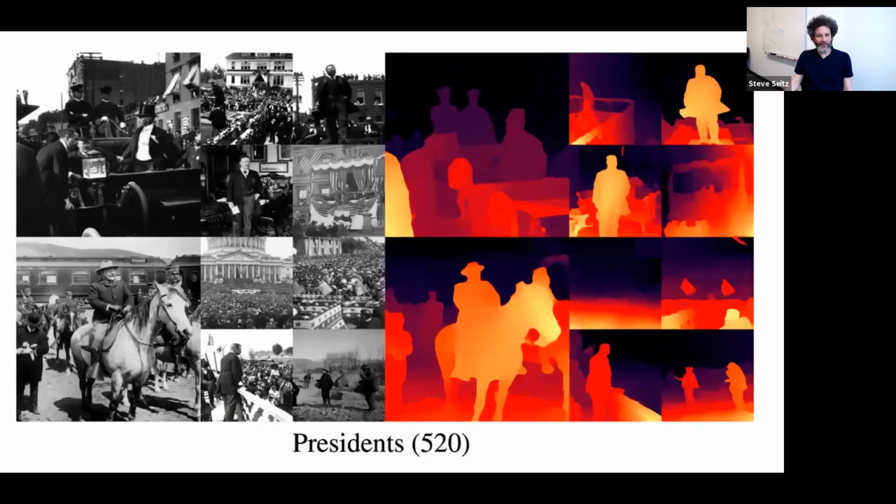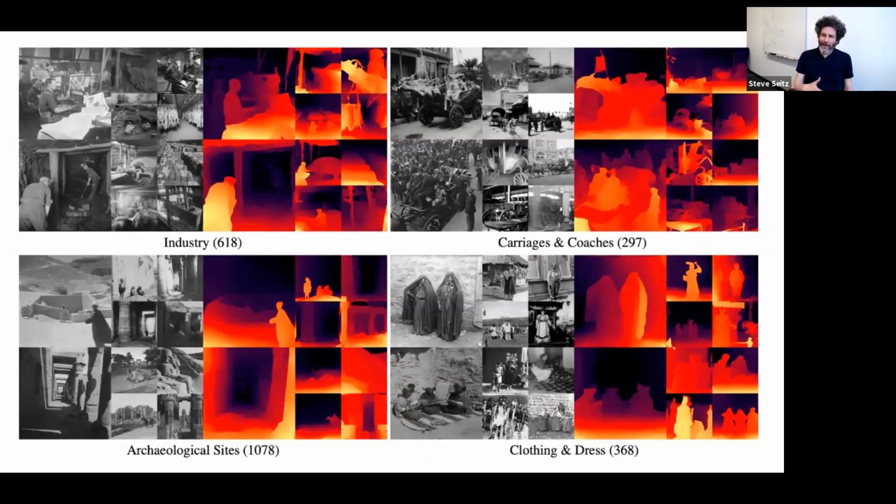Just a few examples. So a bunch of images of presidents. I think most of these are of Theodore Roosevelt, but there's a number of other presidents during this period. 500 images of presidents. And then things ranging from cars, antique cars, to archaeological sites, to different types of clothing from that era, and fashion, and industry, and so forth. So tons of interesting data.